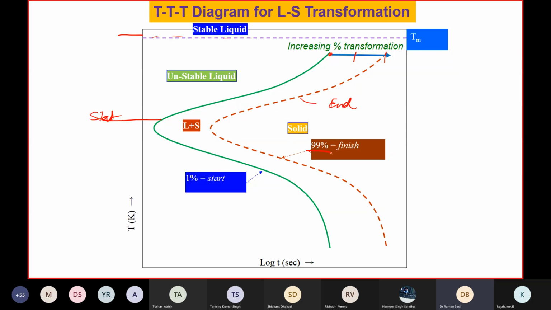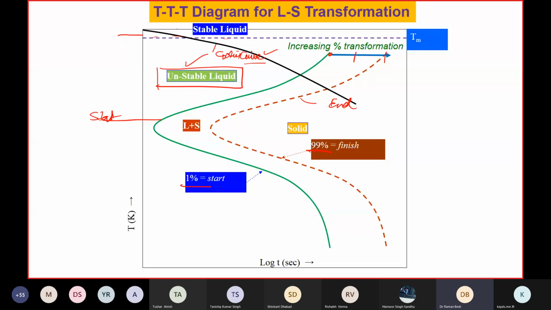So let's say 99% finish, 1% to start. And what I achieve here is liquid which is unstable, which wants to transform into the solid phase. So this transformation can happen at various temperatures. You can say that when you take liquid here, which is above its melting point, it follows this black curve. The black curve is the cooling curve.